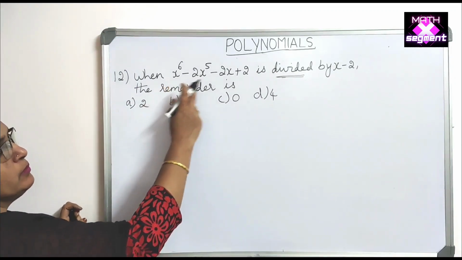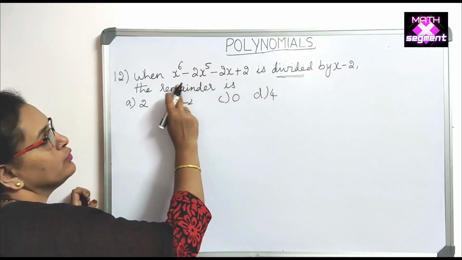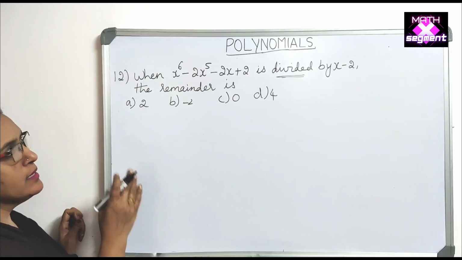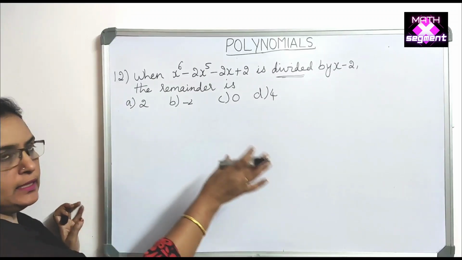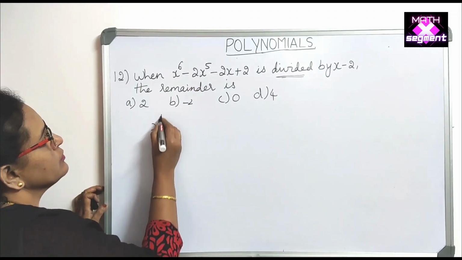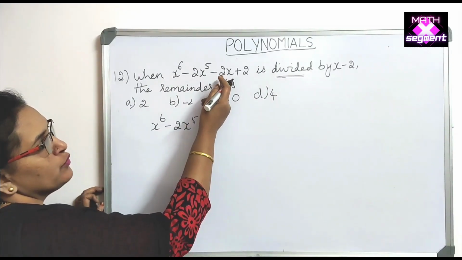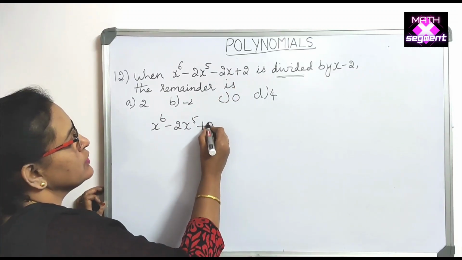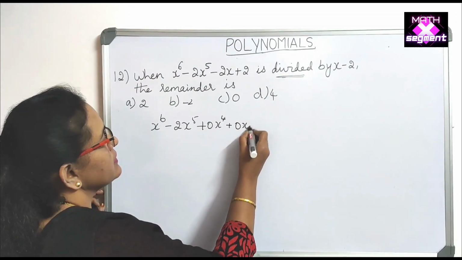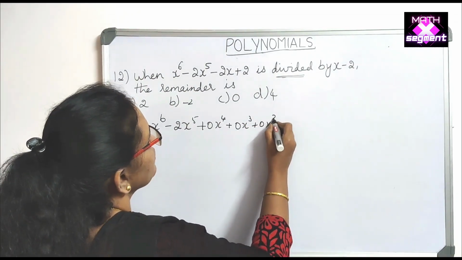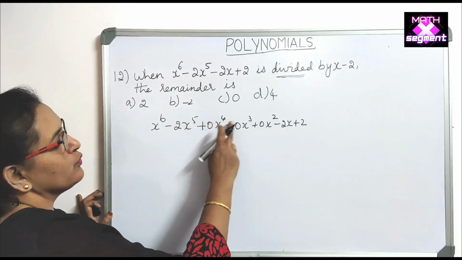When the polynomial is given, before starting to divide, you have to check whether the degrees of the polynomial are in decreasing order. If not, we have to put it in decreasing order. Here you have x to the power of 6 minus 2x to the power of 5. The degree is 6, then 5, and the next degree should be 4, but it is missing. So I can put 0 x to the power of 4. Next, 0x cube is missing, so I take 0x cube plus 0x square minus 2x plus 2. See, the degrees are in decreasing order: 6, 5, 4, 3, 2, 1 and 0.